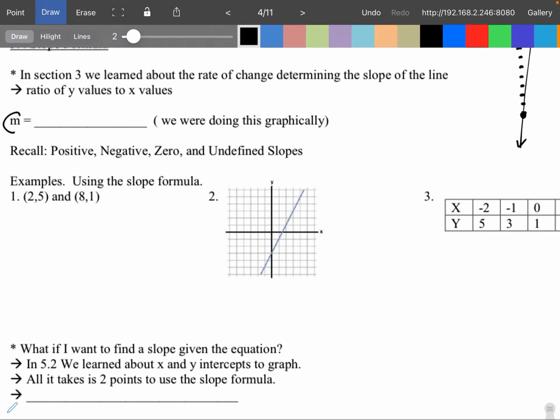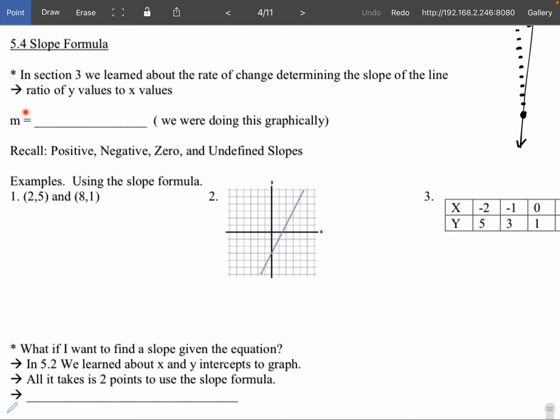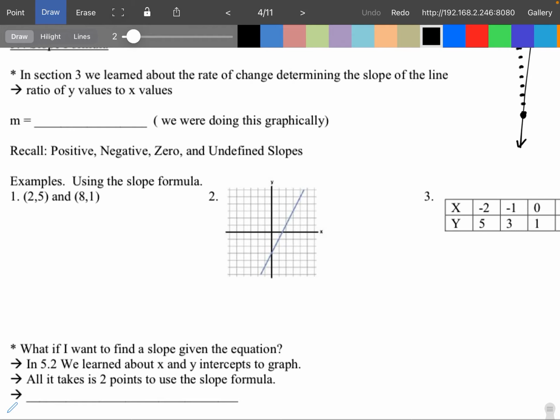All right, so 5.4. In the last section, we determined the slope as the ratio of the y values to the x values. So the formula for this is going to be, well, first of all, the symbol for slope is right here. It's an m. Whenever you see that lowercase m, that's the symbol for slope. And again, we'll use this as like a fraction bar here.